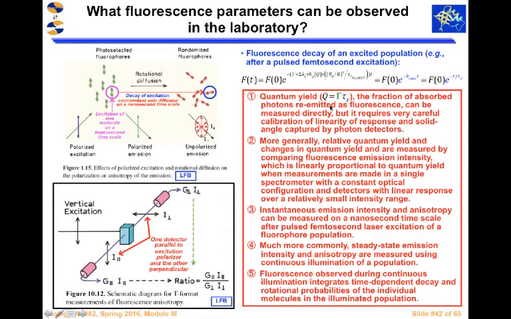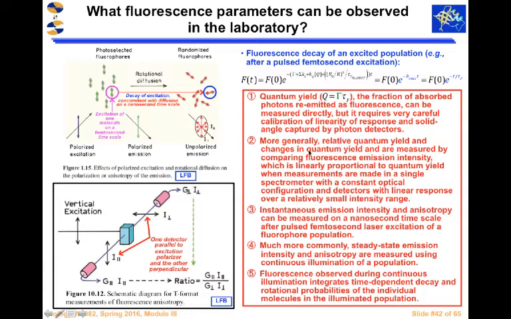So quantum yield, which is equal to the product of the fluorescence emission rate times the fluorescent lifetime, and defined as the fraction of absorbed photons re-emitted as fluorescence, can be measured directly, but it requires very careful calibration of linearity of response and of the solid angle captured by photon detectors. You don't need to worry about this. The bottom line is you can measure quantum yield directly. Usually we don't. What we generally measure, and what's assumed that you are measuring in the problems that I've given you, is relative quantum yield.